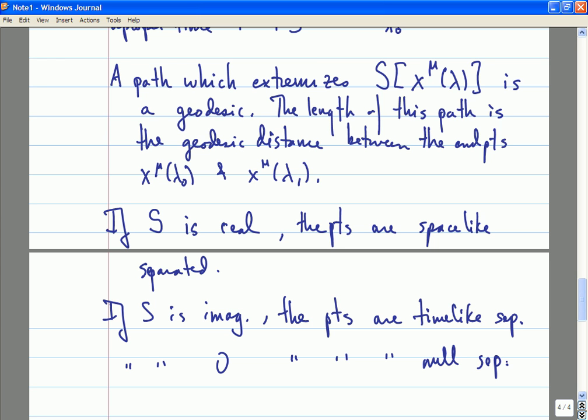Indeed, if the geodesic distance between two points is real, then those two points cannot be connected by a world line corresponding to an observer who moves at less than the speed of light. Whereas if S is imaginary, then the proper time that I wrote down earlier is real, and those two points are connected by a geodesic which moves less than the speed of light. And finally, if S is zero, then they're connected by a light ray, which is a geodesic which moves precisely at the speed of light. There's a question? Yes. Good.